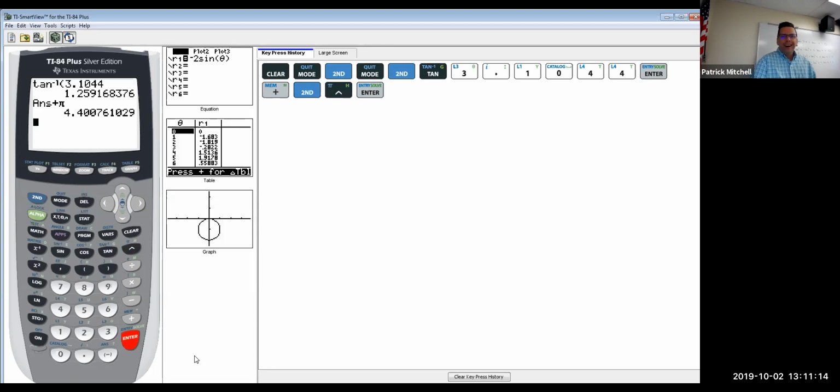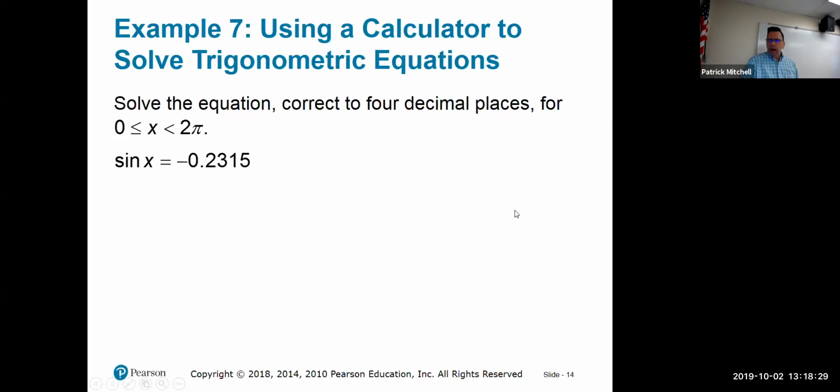Okay. All right, so my two solutions to 4 decimal places are x equals 1.2592, and x equals 4.4008, right? All right, so we have our two solutions. One of them is about 1.2592, and the other one is about 4.4008.